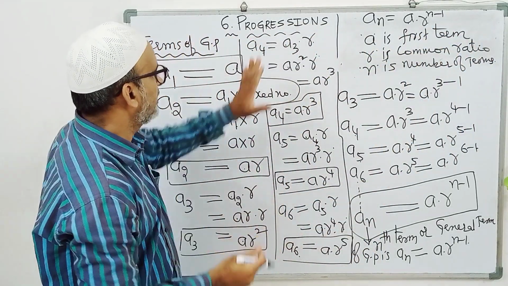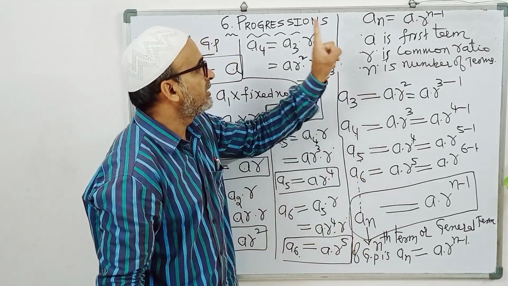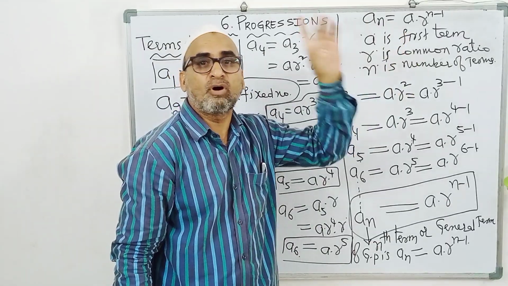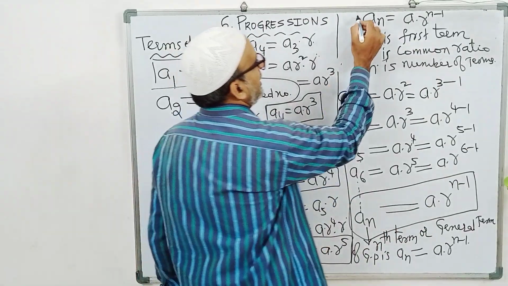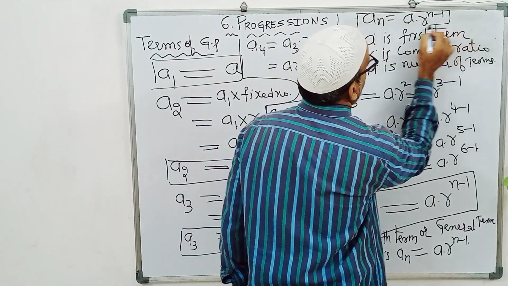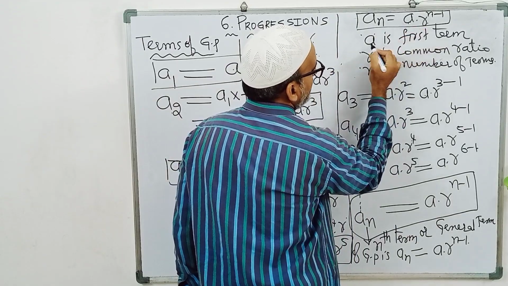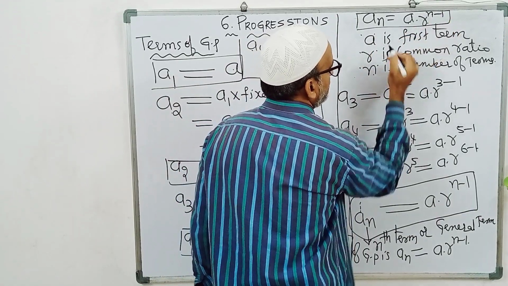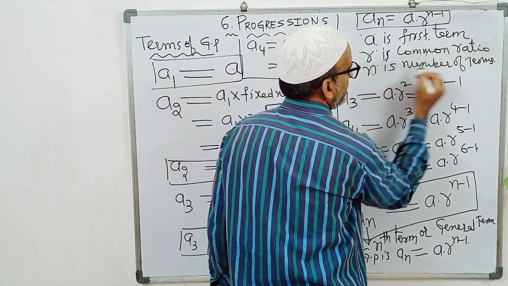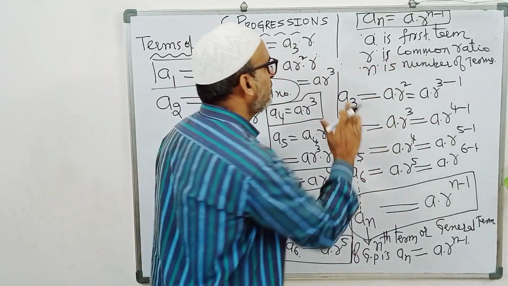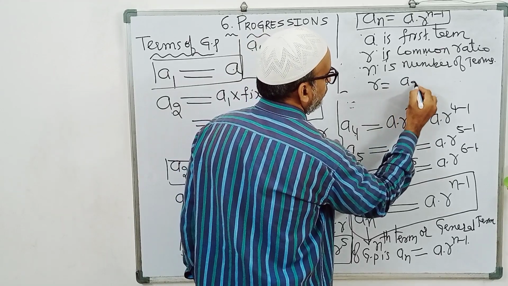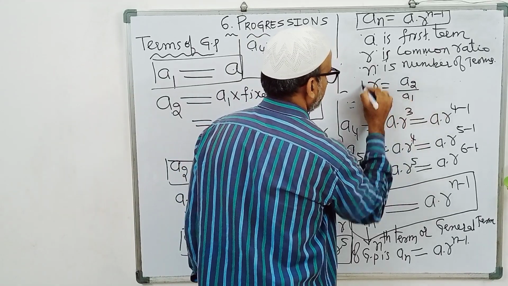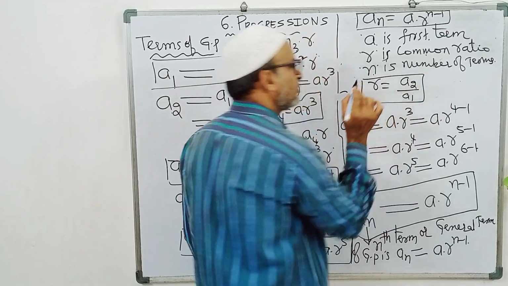In the exam, what will they ask? Write the nth term or general term of geometric progression and explain its terms. That means you should write an is equal to this formula, and in this, a is the first term, r is the common ratio, n is the number of terms. r is equal to, what is the formula? You know that one: r is equal to a2 by a1. This much only.